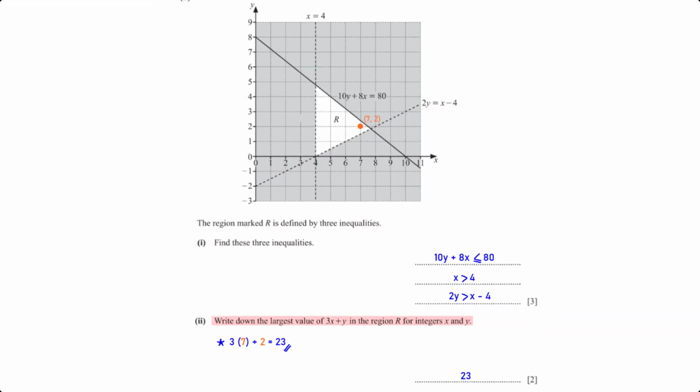Write down the largest value of 3x plus y in the region R for integers x and y. After testing the different sets of integers in region R, the set that gives us the largest value for 3x plus y is 7, 2. This gives us 3 times 7 plus 2, which is equal to 23.